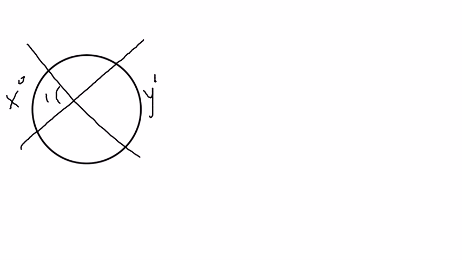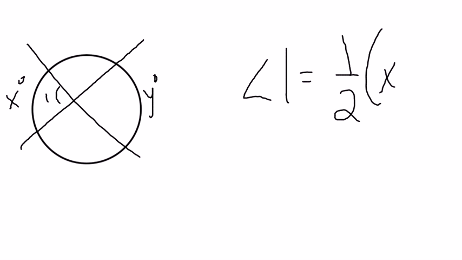If they intersect within the circle, this angle here, we'll call it angle 1, and you have this arc that's intercepted, and you also have this arc on the opposite side. So in this case, the measure of angle 1 equals half of the measure of those two arcs together. And again, they have to intersect inside the circle.